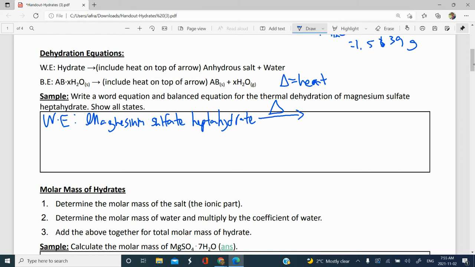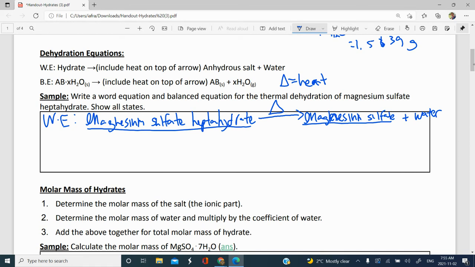And when you do that, you're going to get magnesium sulfate produced, plus water, because the water is now removed from the magnesium sulfate heptahydrate. So this is basically the anhydrous version, and this is the hydrated version.